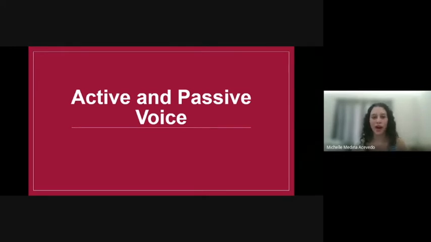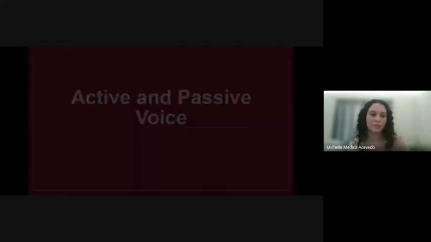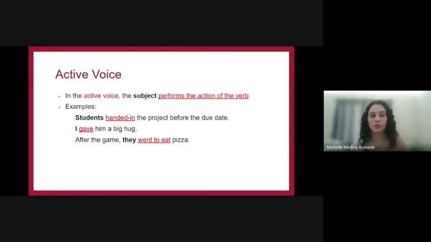So let's first define what active and passive voice mean. So in the active voice, the subject performs the action of the verb. So we have a subject, and that person or that thing is doing the action of the verb. So for example, students handed in the project before the due date. So students is the subject, and they are the ones handing in the project. So the subject performs the action.